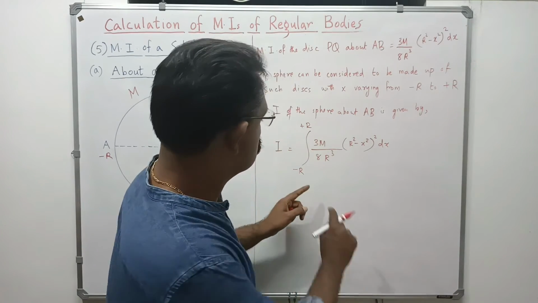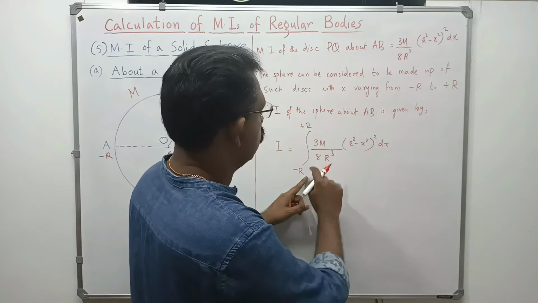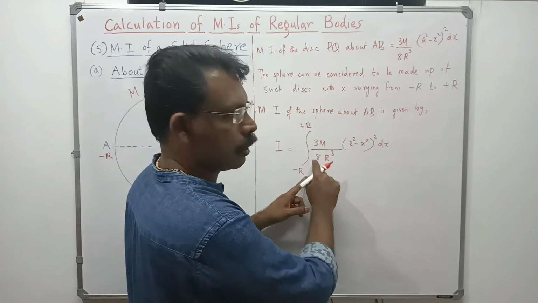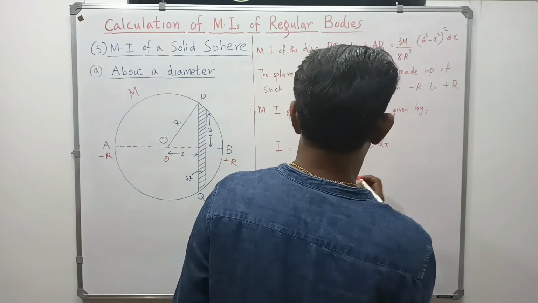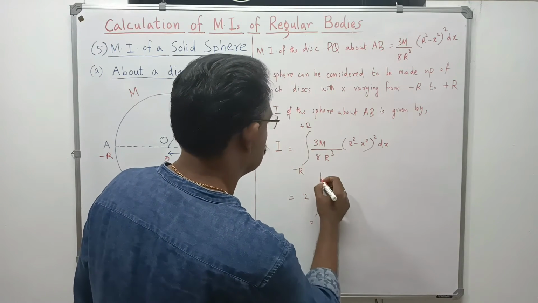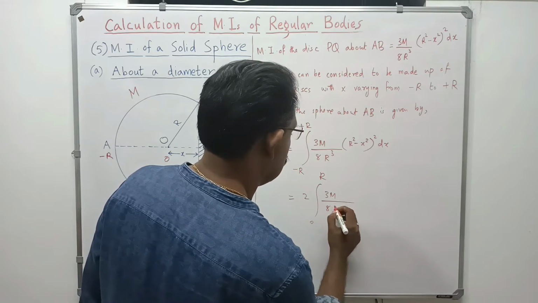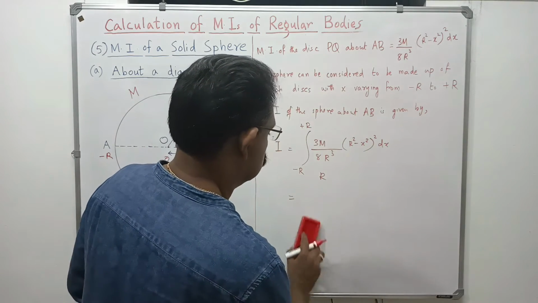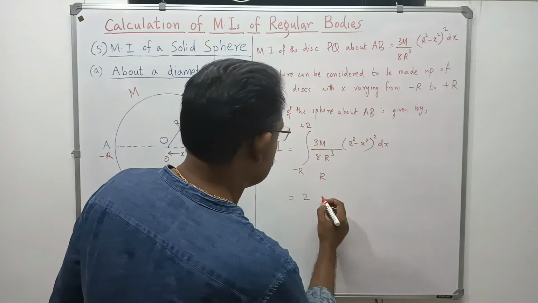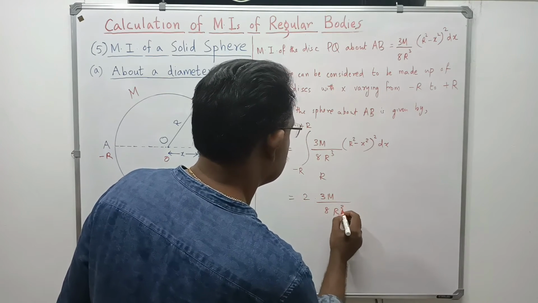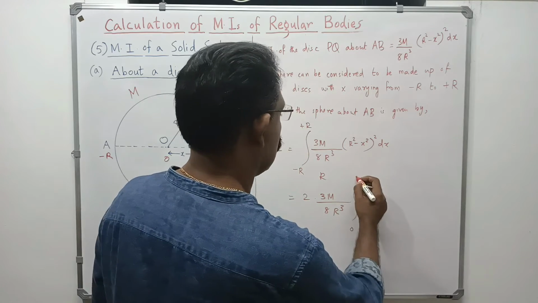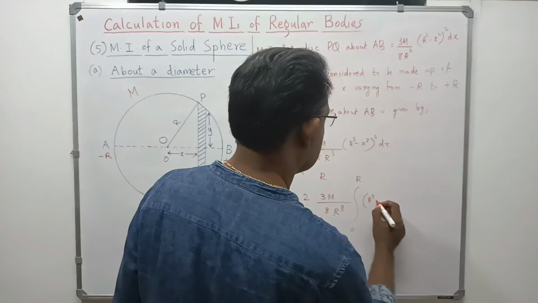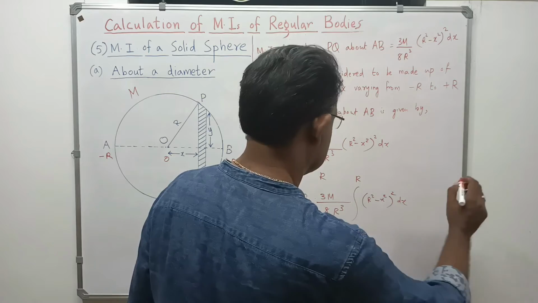This can be written as 0 to r. For simplicity, I can write 0 to r. When I am writing 0 to r, I have to put a factor of 2 here. That is 2 into the integral from 0 to r, and I can take out the constant 3m by 8r cube. I take it out, then the integral becomes 0 to r, r squared minus x squared the whole square dx. So this is what we are getting.